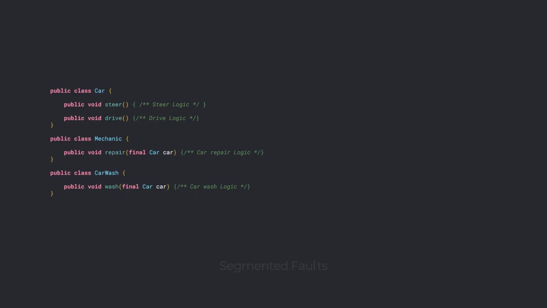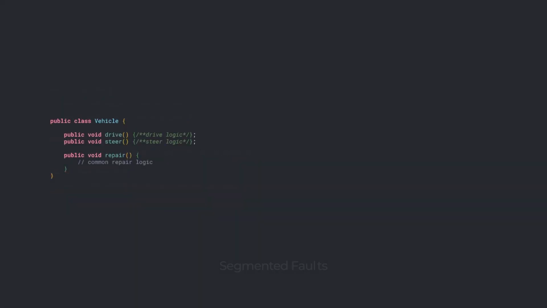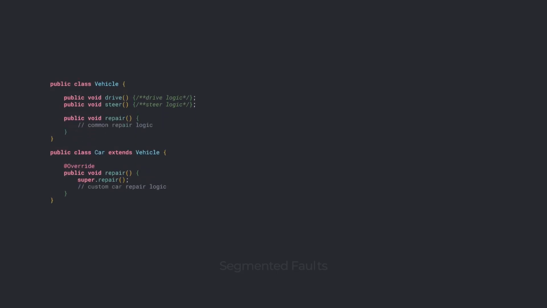Suppose we added another vehicle, a truck. We wanted to have some repair logic that applies to all vehicles, but some custom repair logic for each different type of the vehicle as well. We could have an arrangement like this, where we have a vehicle with the drive and steer logic and the common repair logic, and then the truck and car subclasses that include their custom repair logic for each of them.